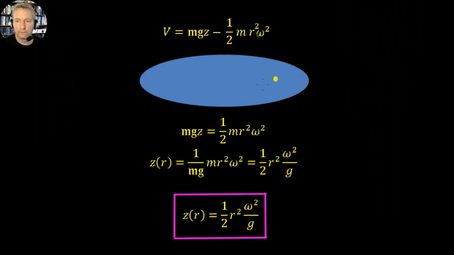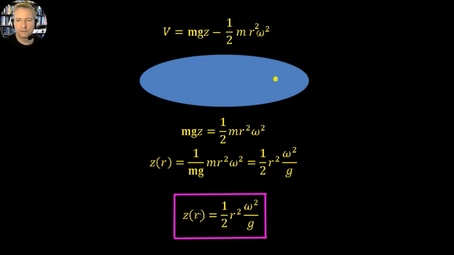So if there's no more forces acting on this point and the forces are in equilibrium, we can say that mgz will actually equal a half m r squared omega squared. We write that out here, and all we need to do now is solve for z as a function of r. We just take the mg down to the other side to give us 1 upon mg times m r squared omega squared. So finally, z as a function of r is going to be half r squared omega squared upon g. That's the equation we've got here.